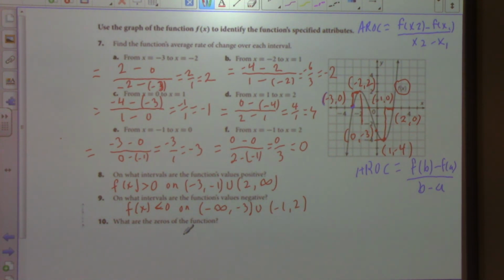What are the zeros of the function? Zeros. What are the zeros of this function? x equals what? -3. And what else? What's this zero here? -1. And finally, 2.